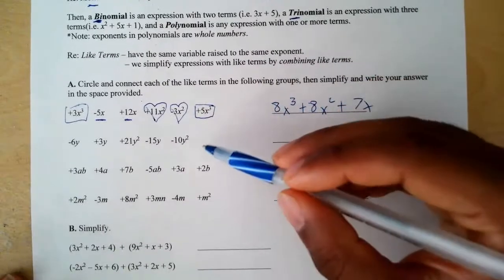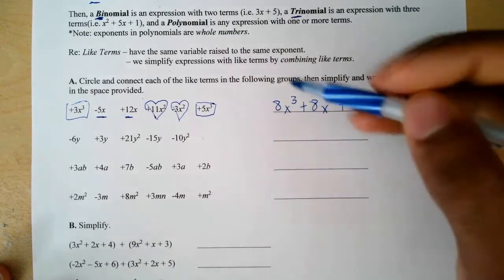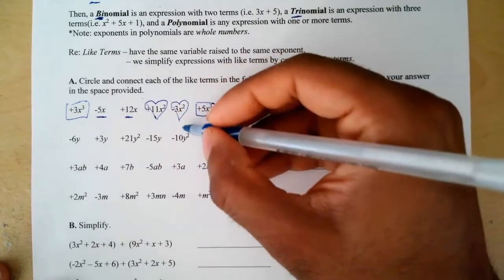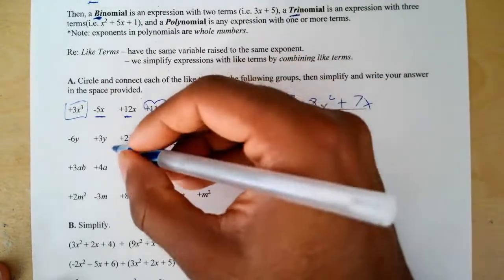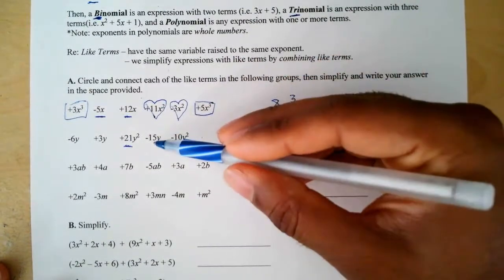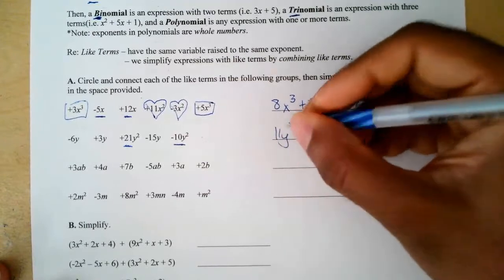And I can go through all these. Maybe I'll go through one more and then I'll just write the answers for the other ones because it's pretty much exactly the same thing. So let's collect the biggest term, which I see is squared. So underline squared. Okay. You've got negative 10y squared and you've got positive 21y squared. Together you get 11y squared.